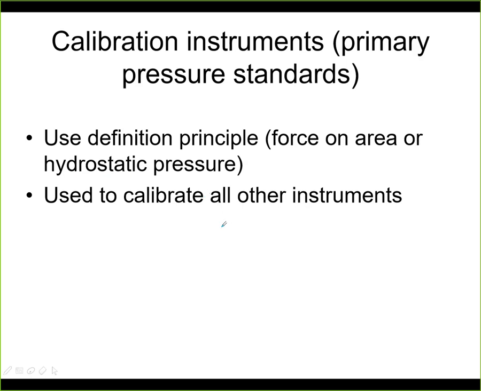So let's take a look first at the calibration instruments. Those calibration instruments will be used as primary pressure standards, and this means that the sensor is based on the definition that we have just seen. So it measures the force on the area, or it measures the hydrostatic pressure. So this is a calibration instrument. It uses the definition, and in this case we can use it to calibrate all other instruments. So all instruments that we will see today will be in this group. They will be calibration instruments.